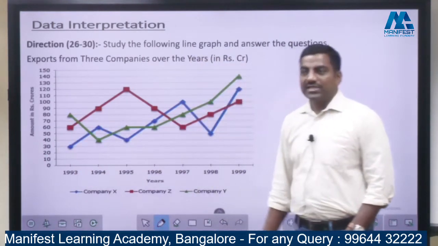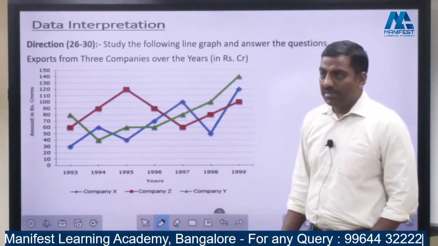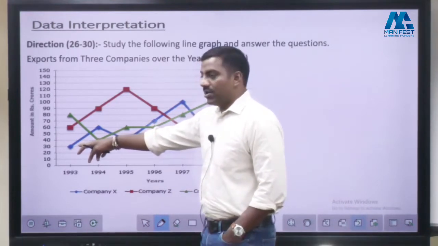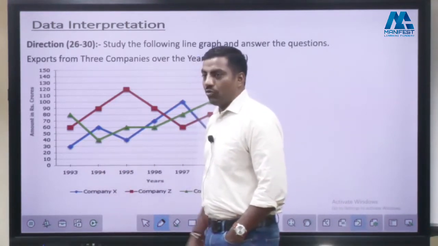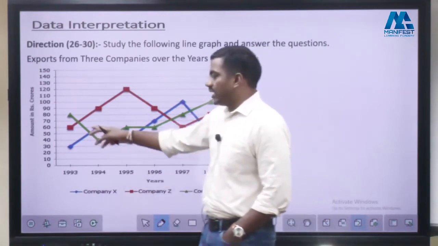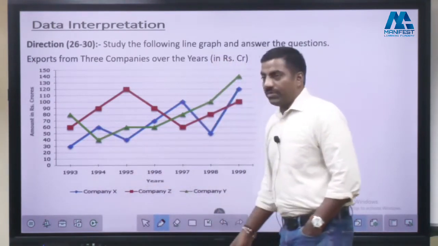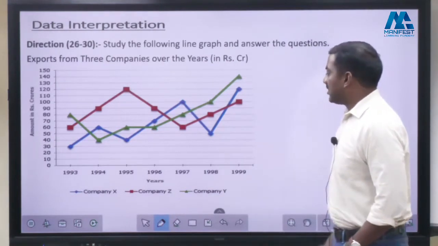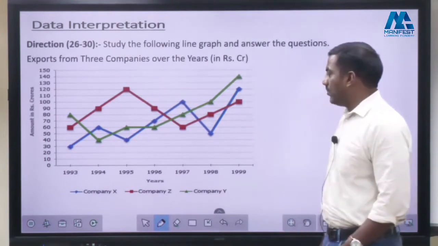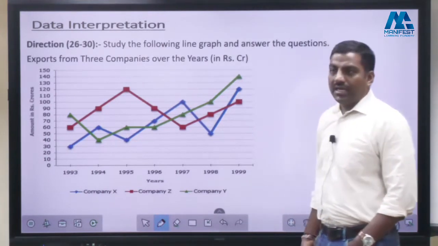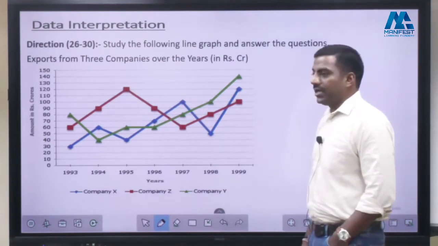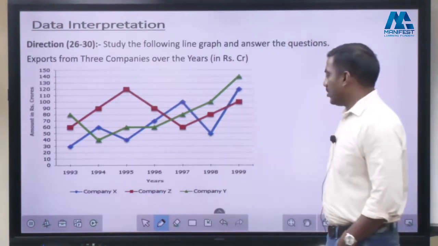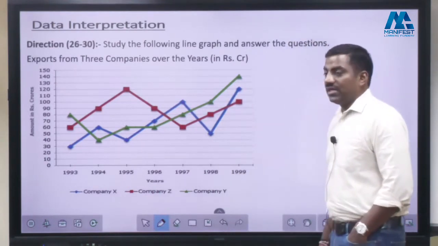So you have to be extra careful in such cases because every line seems to be the same. You have to look at the notations here. Company X is denoted by rhombus, company Z is denoted by square and company Y is denoted by triangle. And this is for 7 years, right from 1993 to 1999. It is not 6 years, it is 7 years.